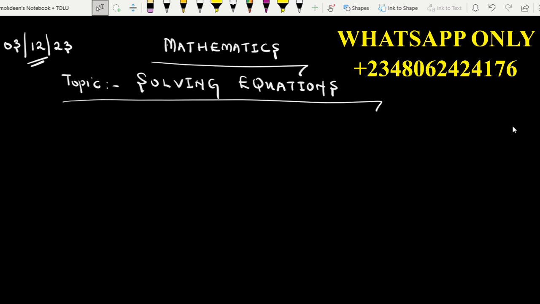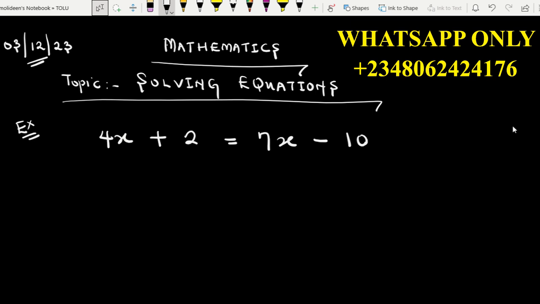Let's look at the example we are going to look at under equations. What we have here is an example. We have 4x plus 2 equals 7x minus 10. This is an example of a linear equation.